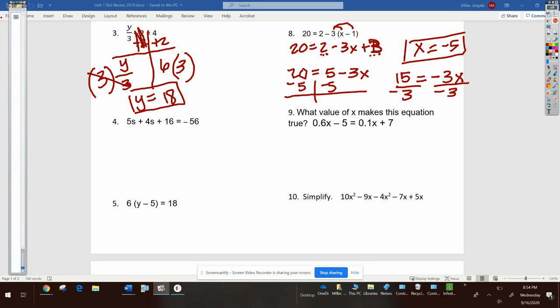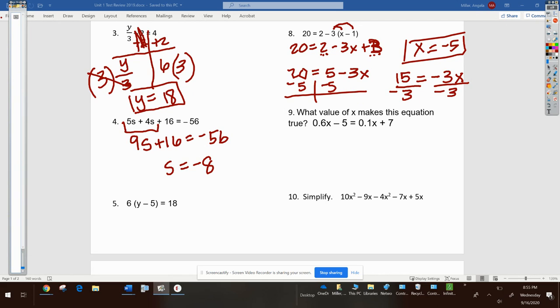All right, over here, I'm not going to work this whole thing, but I'm going to tell you that this becomes 9s plus 16 equals negative 56. And at the very end, s is going to equal negative 8.